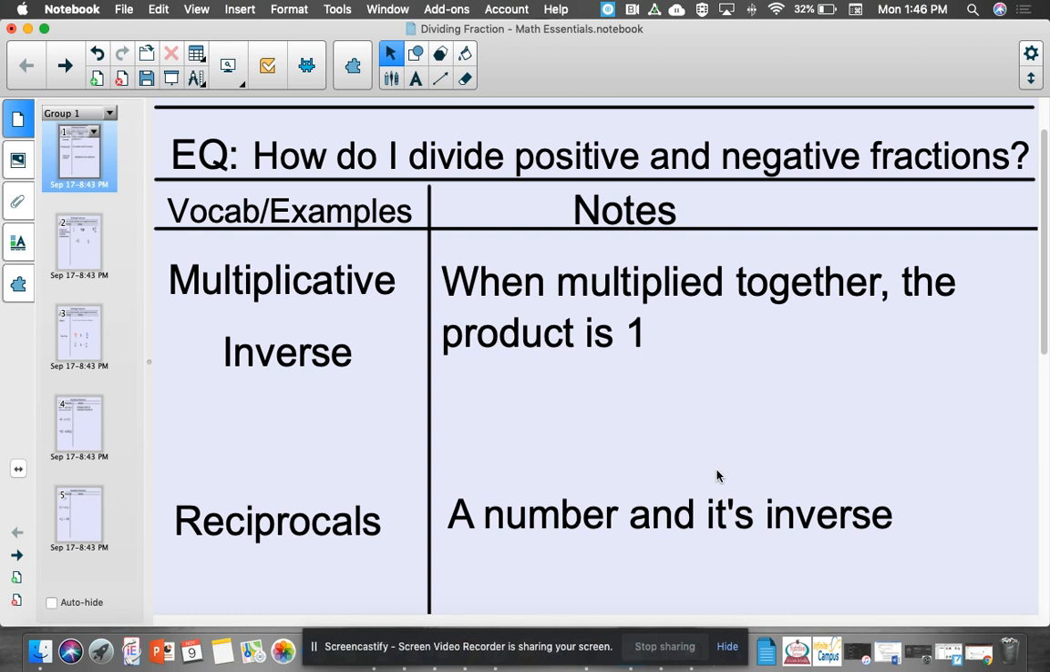Hello everyone. Today our lesson is going to be how to divide fractions.